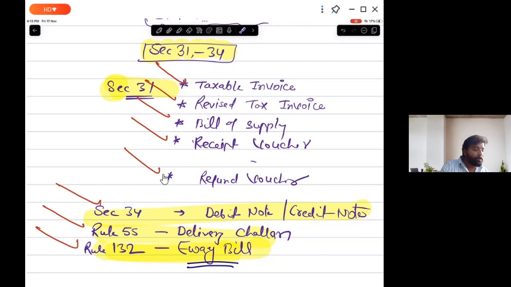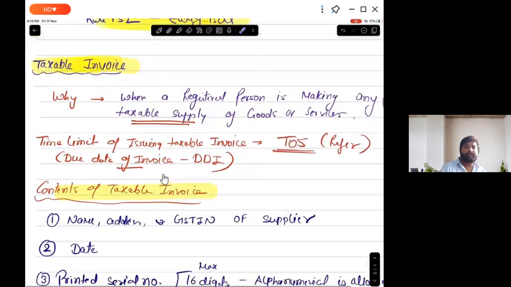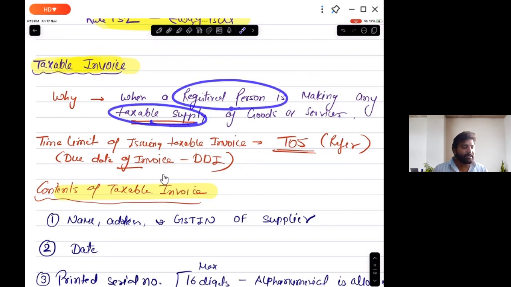Yeah. So first of all, we need to start with the very first document, and that document is called taxable invoice. So the question arises, who issues this document, sir? Very simple. Any registered person doing any taxable supply. If a registered person is doing any taxable supply, then he needs to issue a bill. That bill is called taxable invoice.